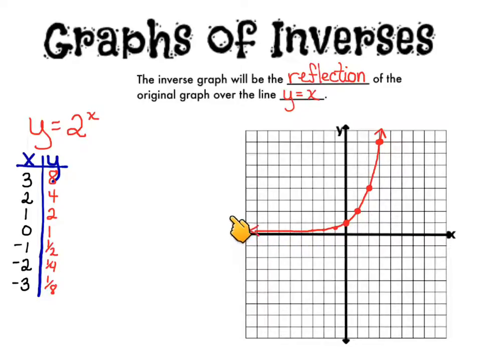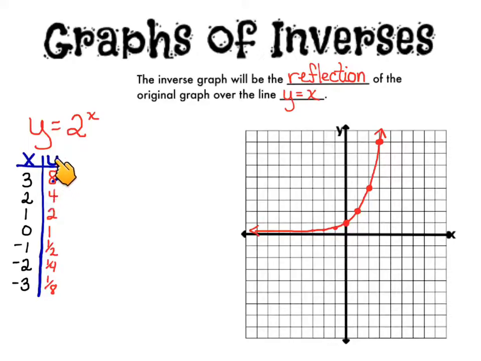Now, by switching x with y like we did in the previous video, that would not help us any because we can't solve for the new y because it's tied up in the exponent. We don't know how to do that yet. So what I'm going to do is simply use my method that I use with ordered pairs and just switch these out.